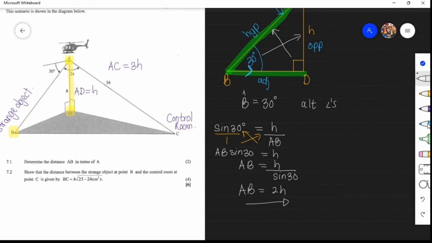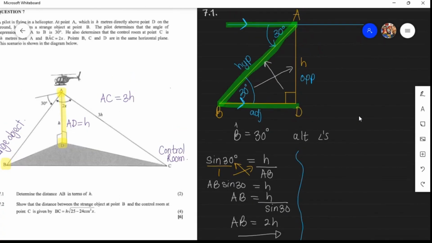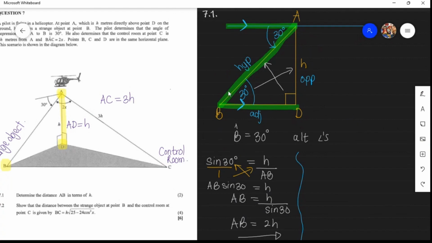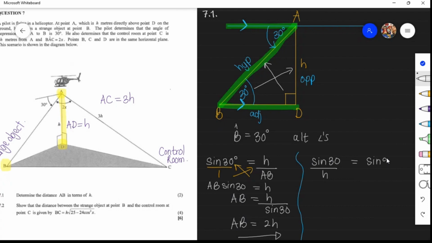Now let us use our sine rule. So when we use our sine rule, we're going to use two angles and two sides. So I'm going to use the angle of 30 degrees and the side opposite that angle. So I'm going to use 30 degrees and h. So that is going to be sine of 30 degrees over h is equal to, now I need a second pair. So I'm going to use the 90-degree angle and my hypotenuse or my side AB, because that is what we are trying to find.